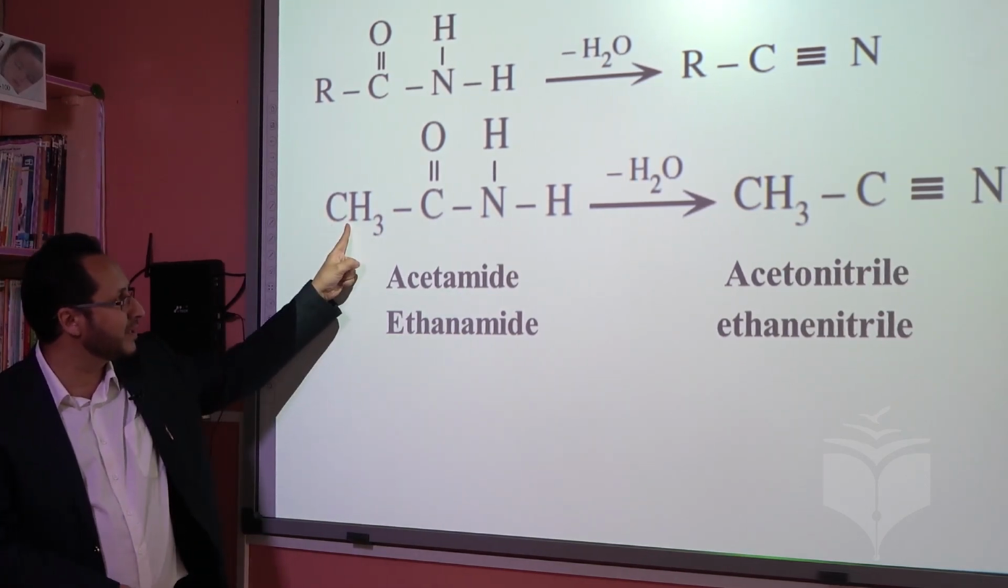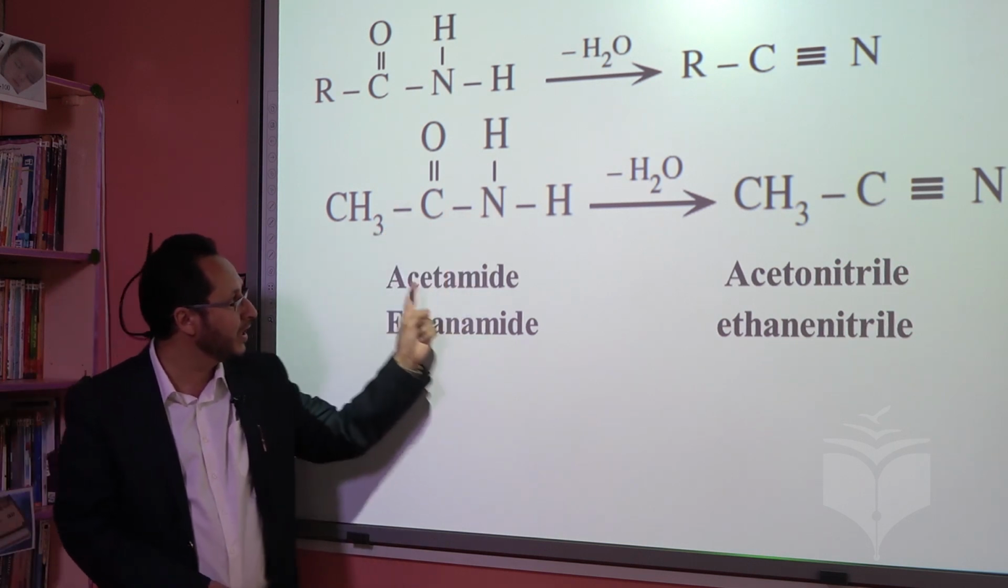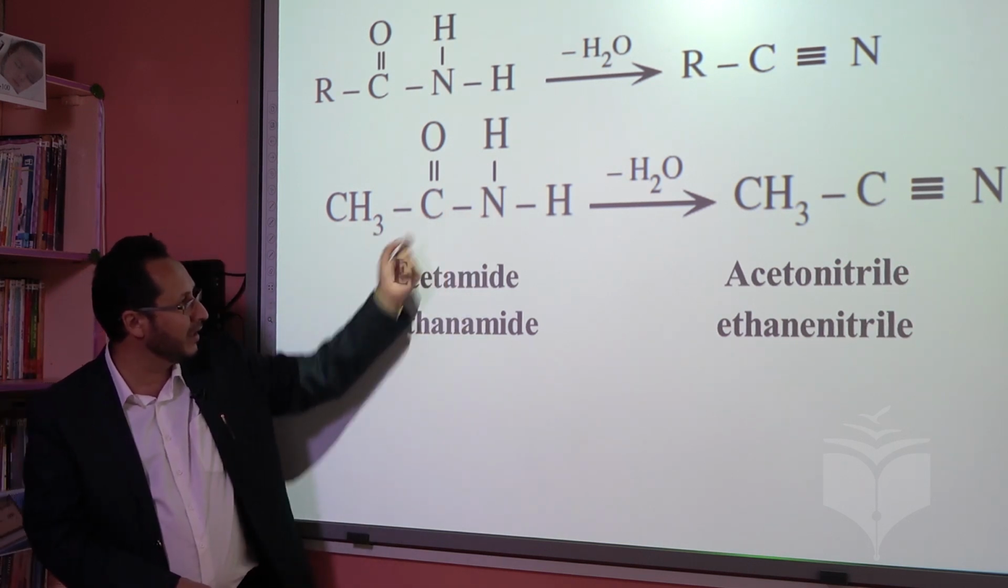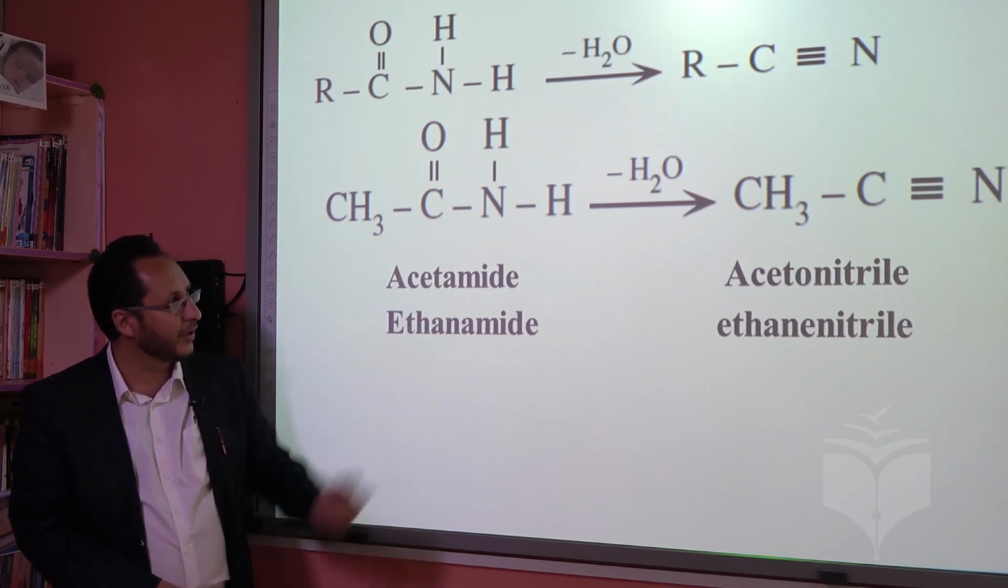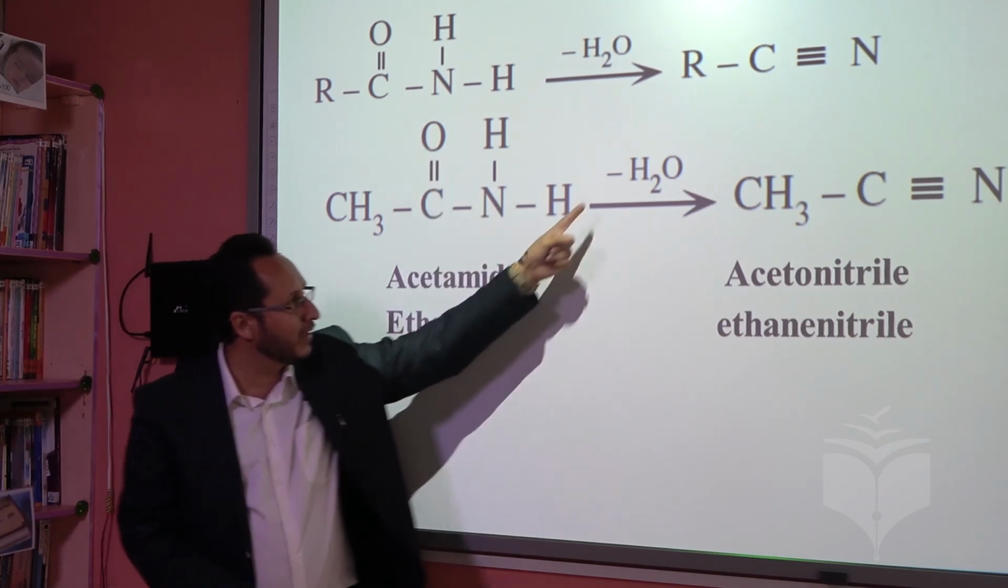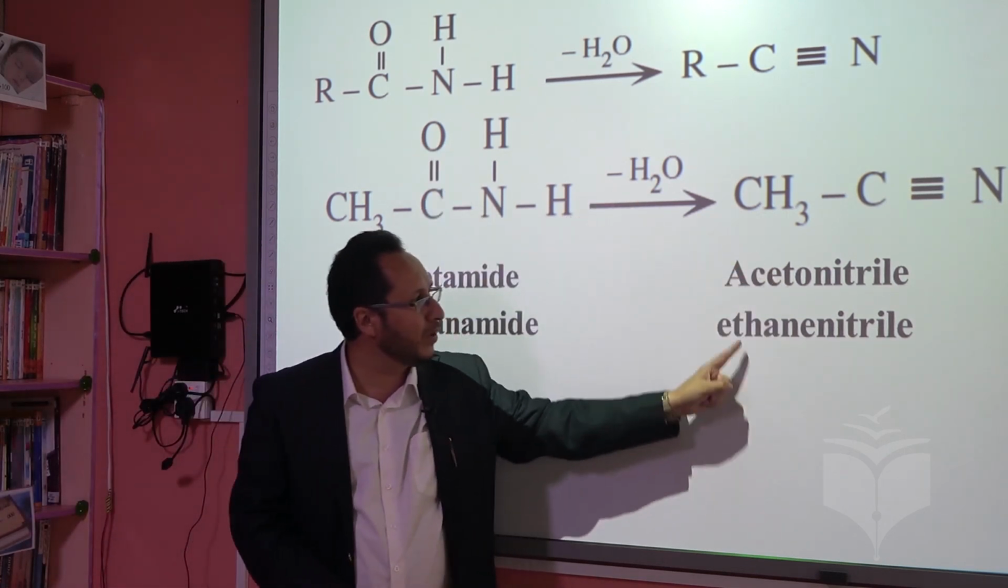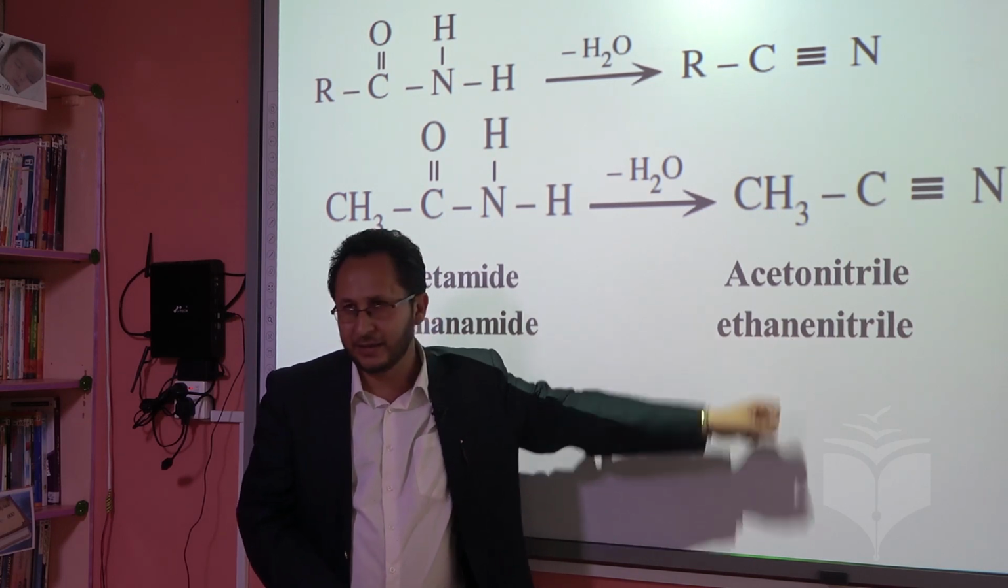The same example, CH3C double bond O NH2, this one you call acetamide or ethanamide. Remove H2O, you will get acetonitrile, or you can write ethanenitrile.